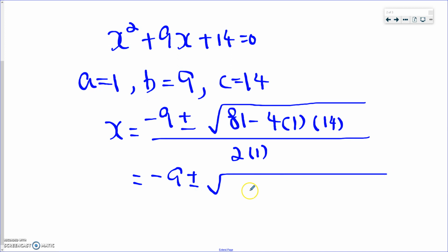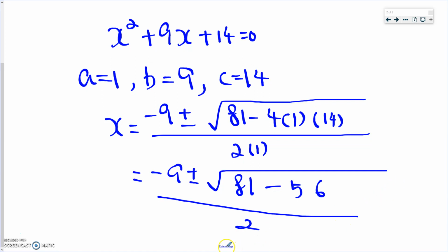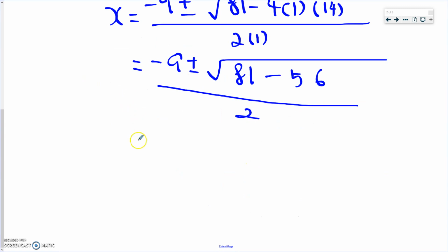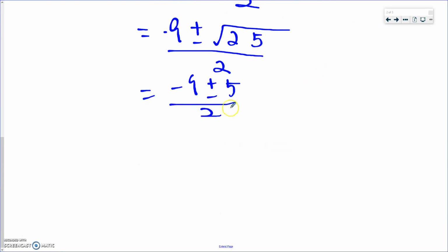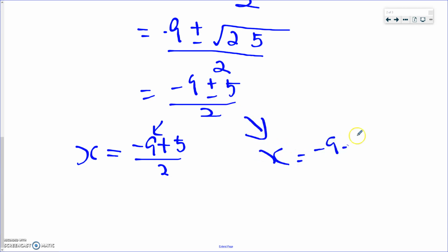quick math: 81 minus 4 times 14, which is 56, I do believe, over 2. So let's extend this page. Can you extend this page? Yes, good. So negative 9 plus or minus the square root of 81 minus 56, which is just 25, over 2. The square root of 25 is going to be 5. Negative 9 plus or minus 5 over 2. As you can see, this gets really lengthy. So for x, now you can break it down into two parts. Negative 9 plus 5 divided by 2. That's one part of it, taking care of the plus. And then we're going to do this as well: negative 9 minus 5 over 2.